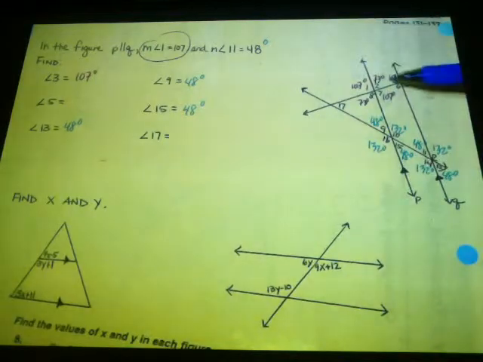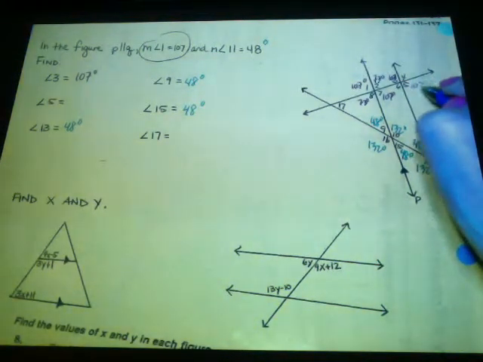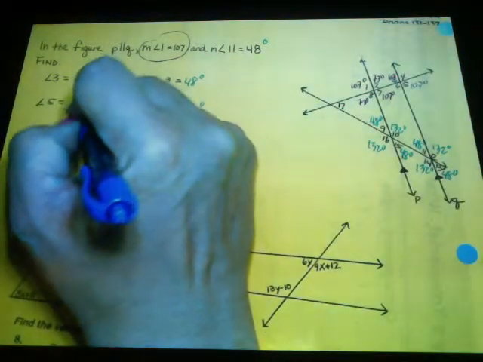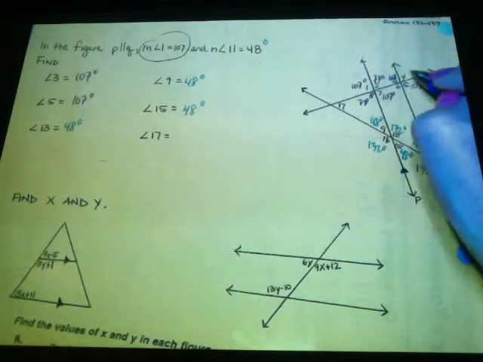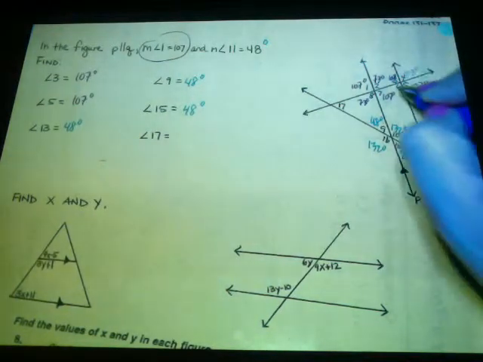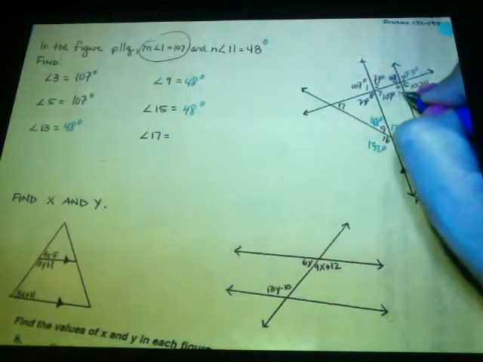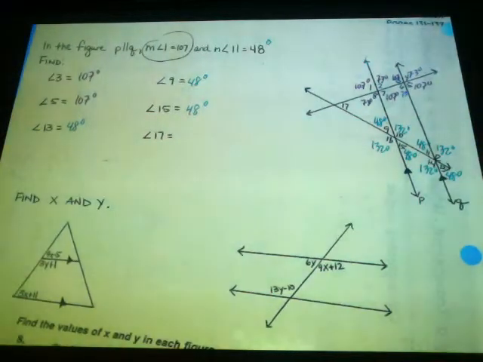All right, so what's 5? 107. Why? Vertical, right? So what's 4? 73. And of course 6 would be 73 also, right? Okay, so now we have to find 17. How are we going to find 17? What you thinking, Kappa?